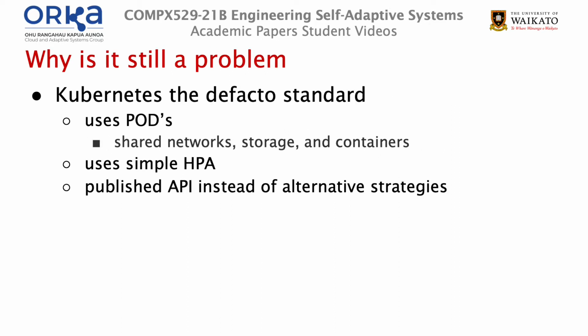Kubernetes is still the de facto standard. It uses pods, which are shared network storage and containers, has its simple HPA, and instead of offering alternative strategies internally, they've published an API so you can go and roll your own.